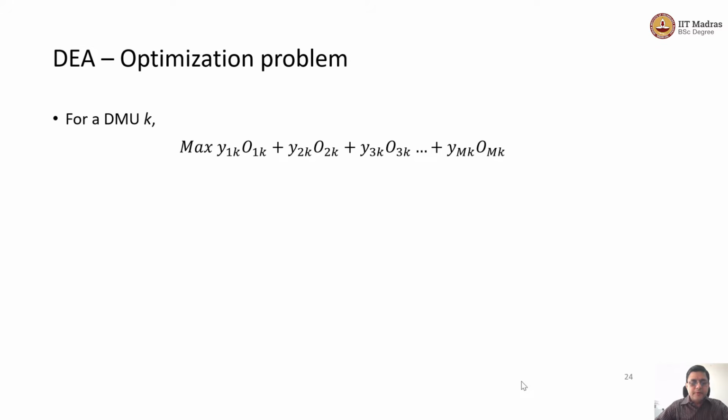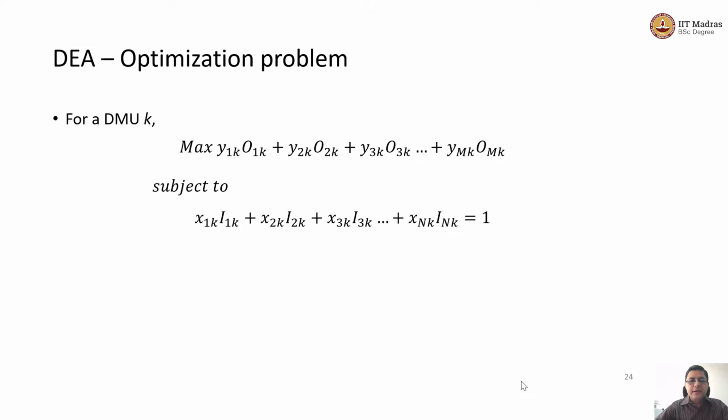Recall that the first constraint was normalizing the denominator. The denominator is the weighted input, and therefore we are normalizing that weighted input to 1. X1K, X2K, X3K are the weights attached by this DMU to each of the inputs, and I1K, I2K, I3K and so on are the actual values of the inputs available to this sales office, this DMU. And then the other constraints essentially say that using the weights of this DMU, none of the DMUs should get an efficiency of more than 1.